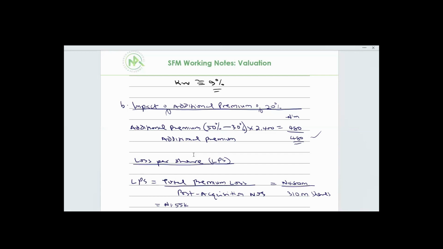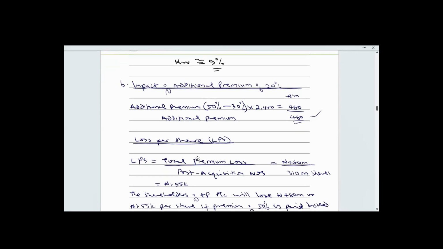And I'll say that you can't just stop at 480 million naira because examiner is asking you the impact on the shareholder. Therefore, you need to calculate value per share. The loss per share needs to be determined so that each shareholder will be able to know how much should be attributable to them. Okay, the shareholders will need to know how much will be attributable to them in terms of the loss.